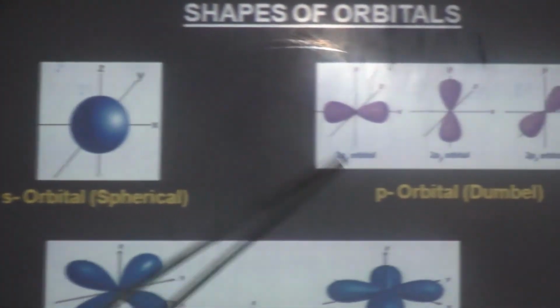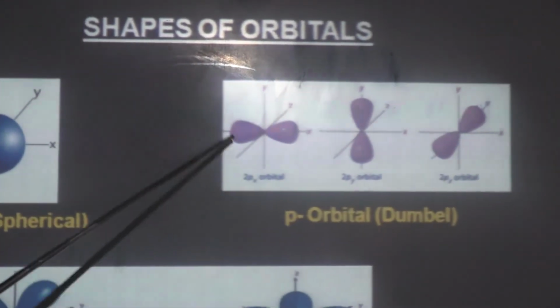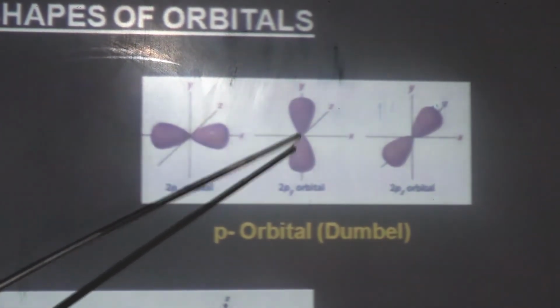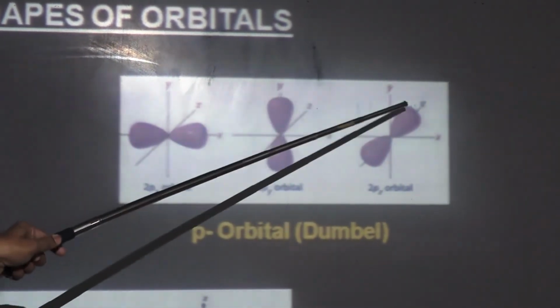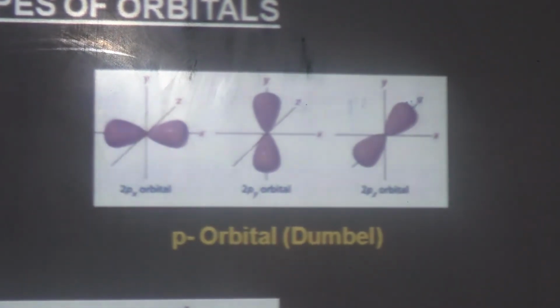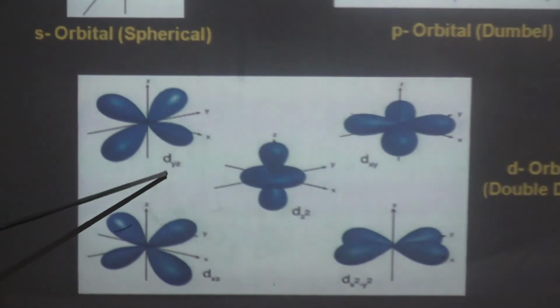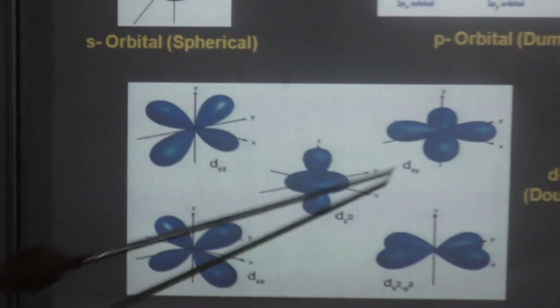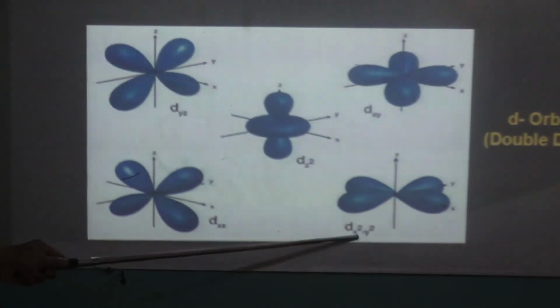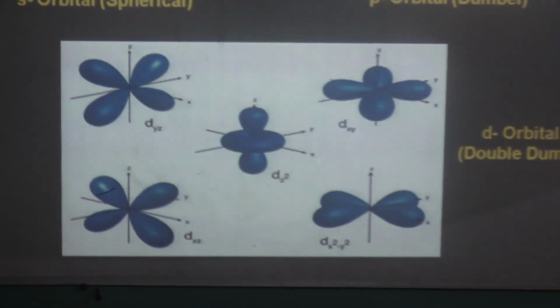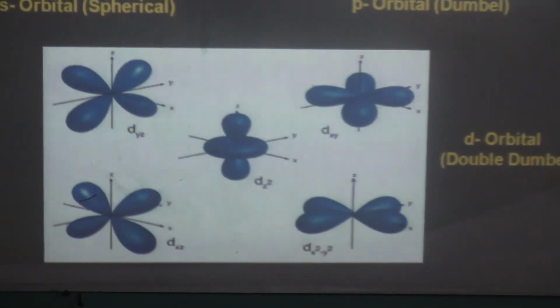The p orbital is dumbbell in shape, and this one orients along the x-axis. This is known as px. Along the y-axis this is py, and along the z-axis this is pz. Coming to the d orbital, it is double dumbbell shape. So this is dyz, dxy, dxz, dx square minus y square, dz square. These are the d orbitals, double dumbbell shape. This is the most important thing.